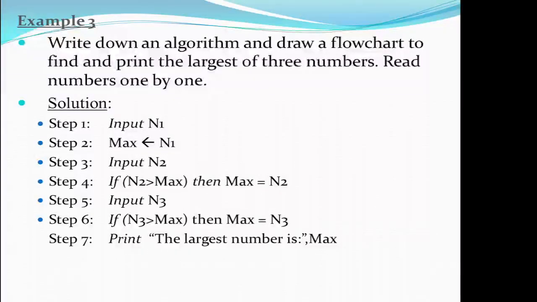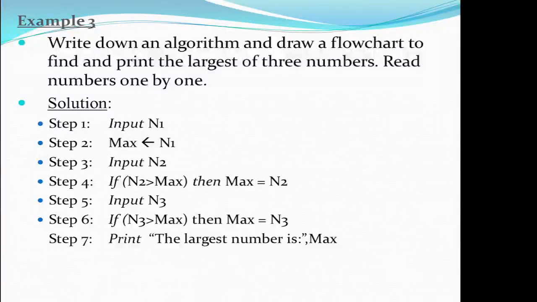So on step 6 also we will write a code using an if else statement. If n3 is greater than max, what is the value of max? If step 4 is true, the value of max is n2. But if it is not true, the value of max is n1. So if n3 is greater than max, if this one is true, then max is n3.